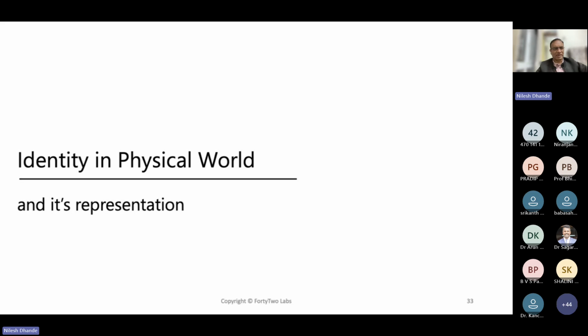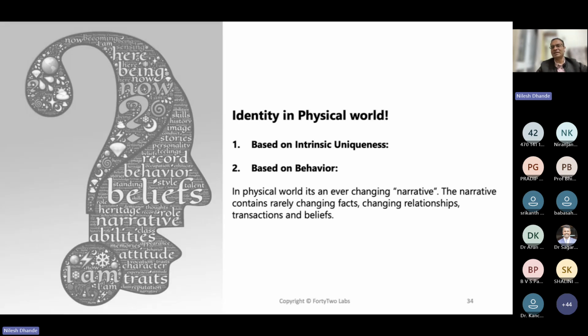Okay. Now let us look at another thing. So how do we solve this problem now? We solve this problem by looking at identity in the physical world. See, how does identity in the physical world look like? In the physical world, when you ask Nilesh, who are you? I basically tell you about my uniqueness. Saying I'm Nilesh, I'm a CEO of 42 Labs, I have a home here, I have one kid, and the list actually goes on. So it is an intrinsic uniqueness. And second, it is also based on behavior.